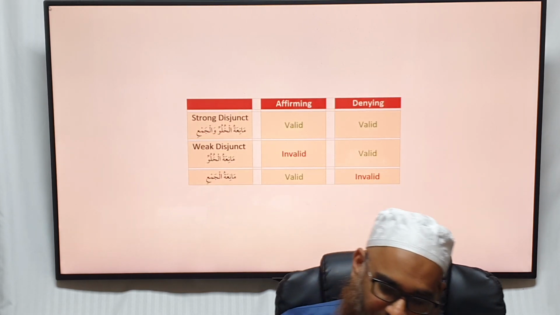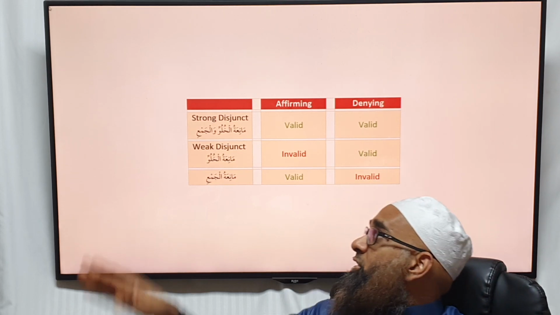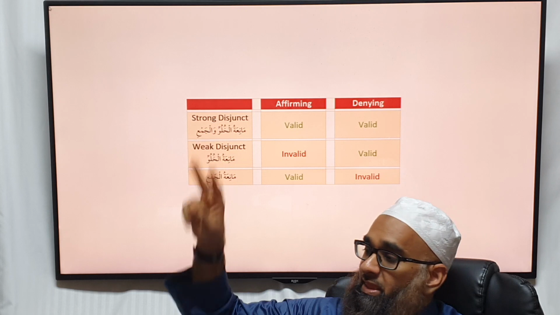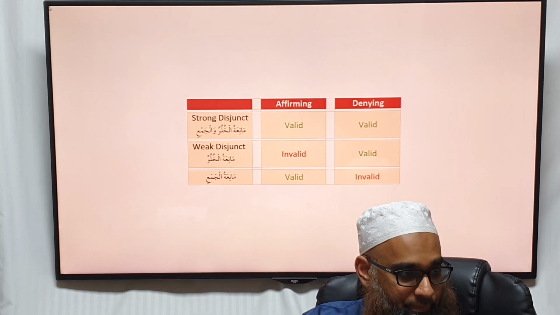So what we have here, we have three forms. We have the strong disjunct, which is what? Manatul khulu wal jam'i. In there, affirming and denying: if you affirm one or deny the other, you get the right conclusion.